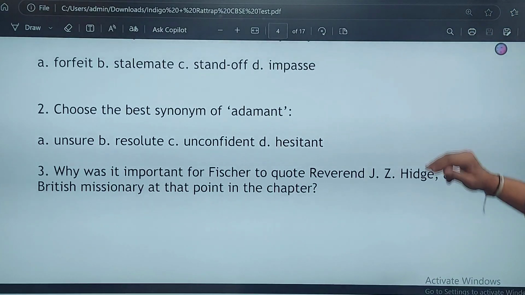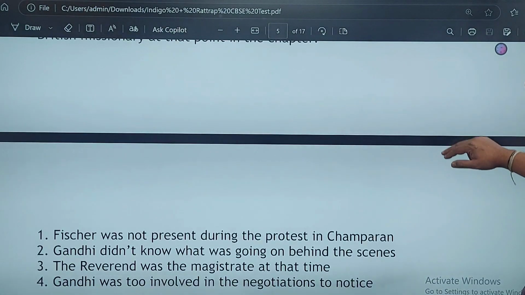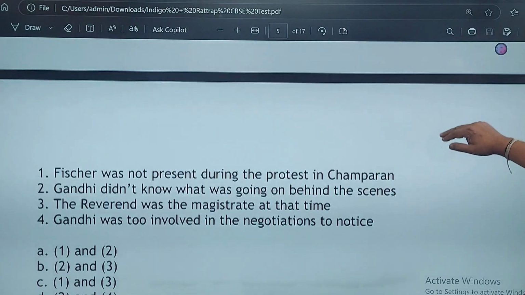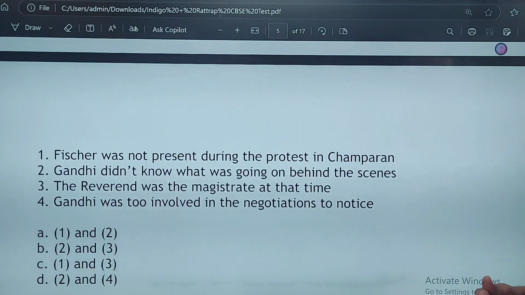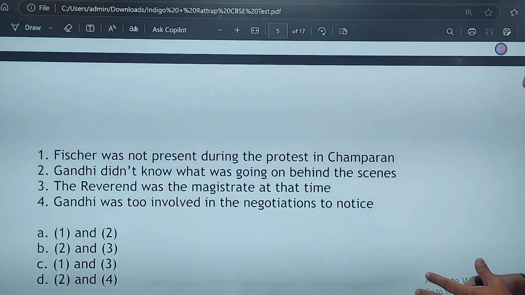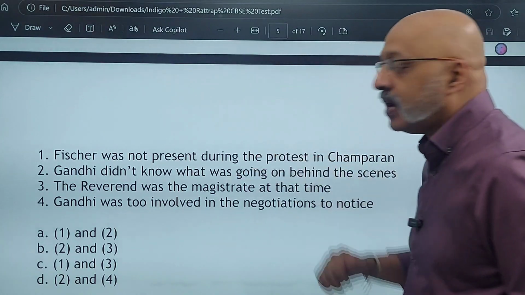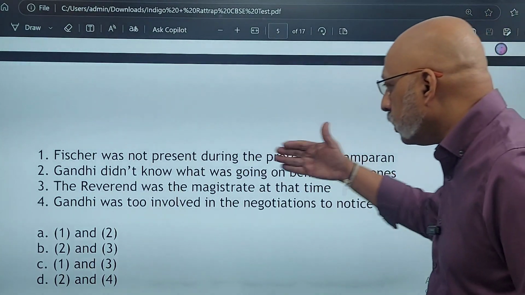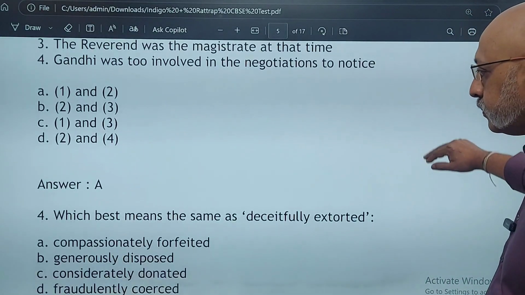Why was it important for Fisher to quote Reverend J.Z. Hitch, a British missionary, at that point in the chapter? Fisher was not present during the protest in Champaran. Gandhi did not know what was going on behind the scenes. The Reverend was the magistrate at that time. Gandhi was too involved in the negotiations to notice. So the correct option is both 1 as well as 2, because Gandhi was obviously not aware. So the correct option is option A.